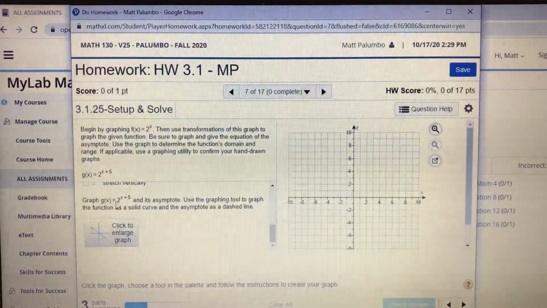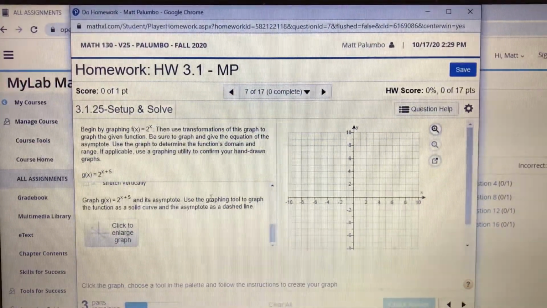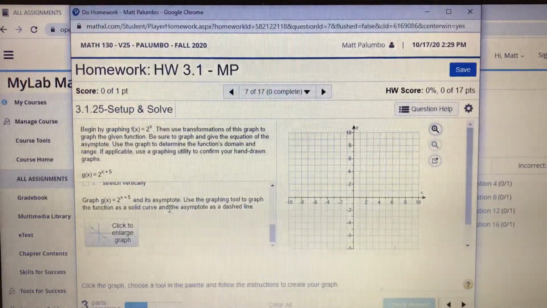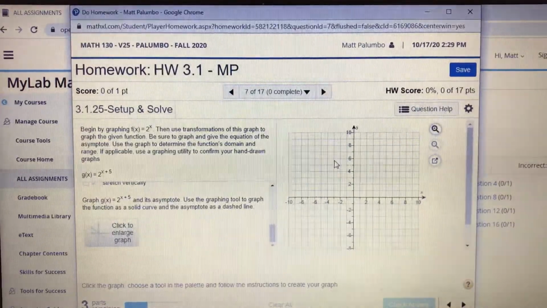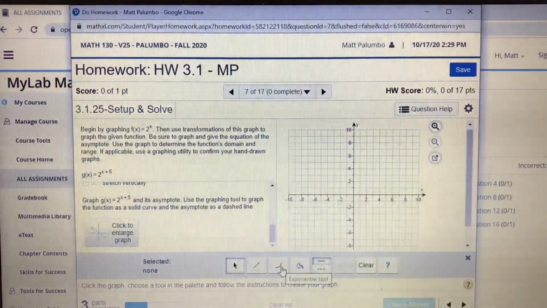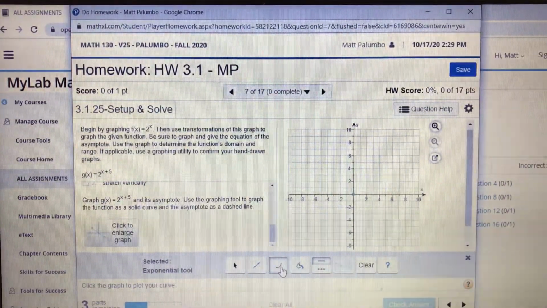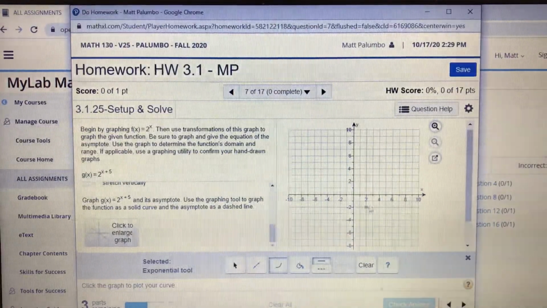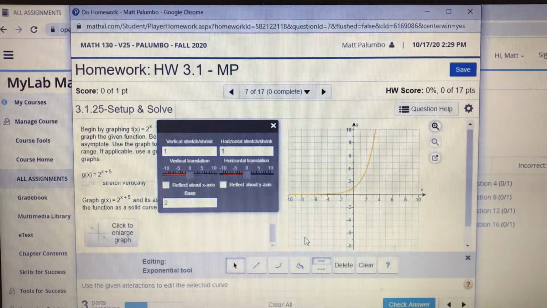Graph g of x is 2 to the power of x plus 5, and its asymptote. Use the graphing tool to graph the function as a solid curve and the asymptote as a dashed line. Okay, let's go ahead and click on the graph here. So this is my exponent, see down here? And if I leave it there, see what pops up? It says exponential tool. So I'm going to click that, and then really it doesn't matter where you click in the graph. I'll click down here. It's going to start you with your regular exponent, where it shoots up like that.